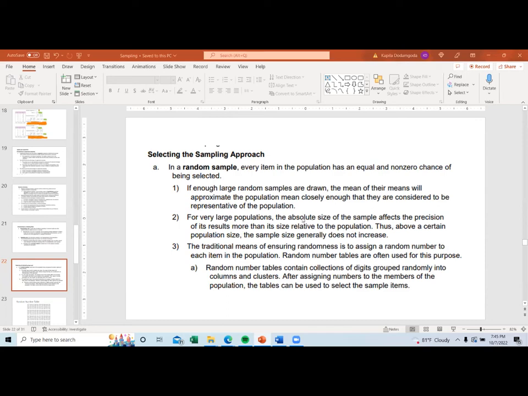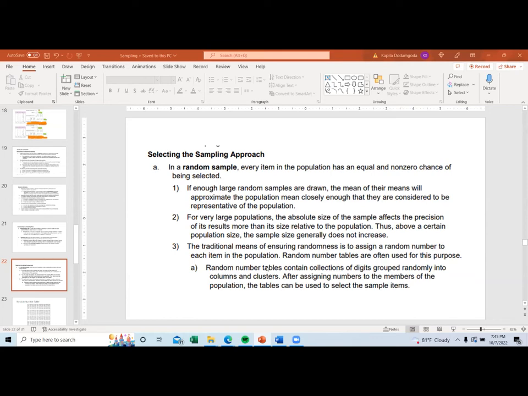See, for a very large population, the absolute size of the sample affects the precision of its result more than the size relative to the population. Absolute size matters. How many items are there in the sample matters. So above a particular population size, sample size doesn't have to increase. That is why in some of the surveys we do, academic research or consumer research, a sample size of 200 is good enough. Even if the population is 100,000 or 200,000, a 200 size sample is good enough, sometimes they say. That is because beyond a particular level, relative size doesn't matter. This absolute size threshold level will be good. That is what it means.